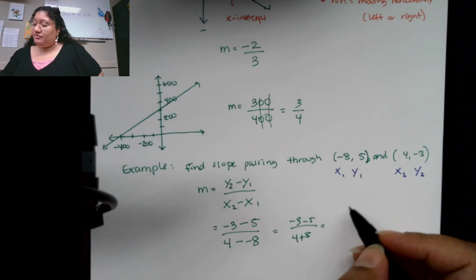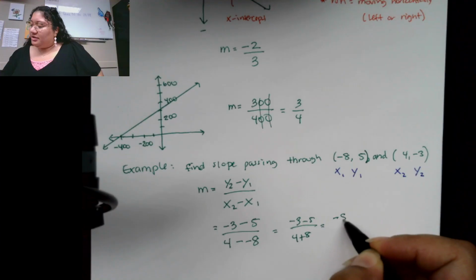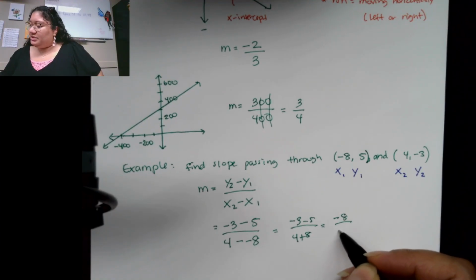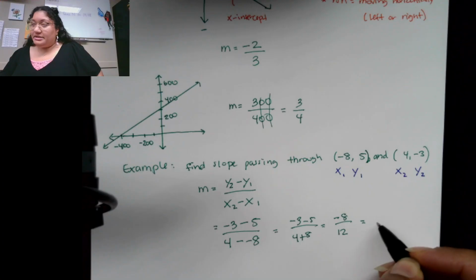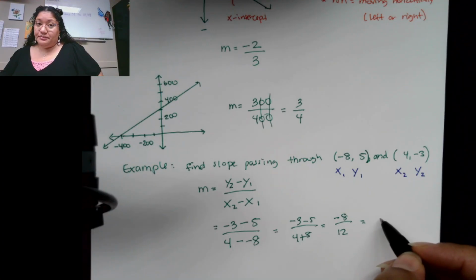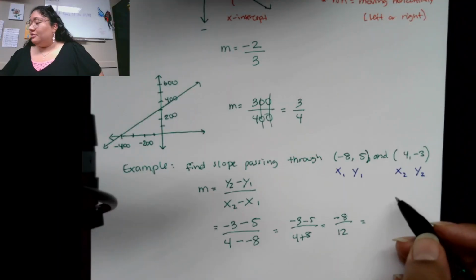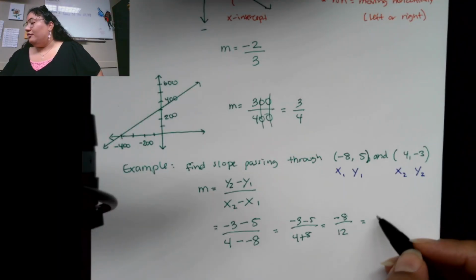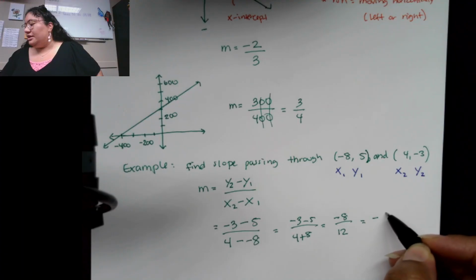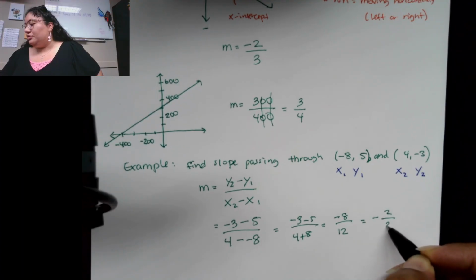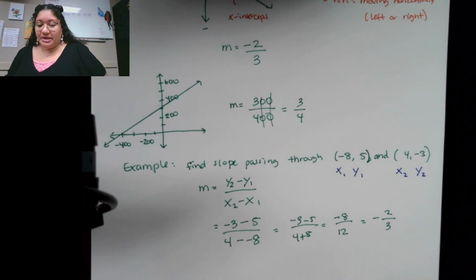What's negative 3 minus 5? Negative 8. And 4 plus 8 is 12. Can I simplify this further? Yes. Okay. So 4 goes into both of them, so I divide by 4. I get negative 2 over 3. And this is my slope. Okay? It is not too challenging. I know all of you can totally do this.